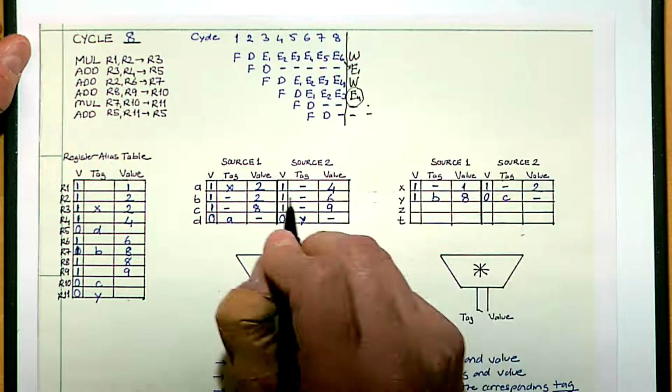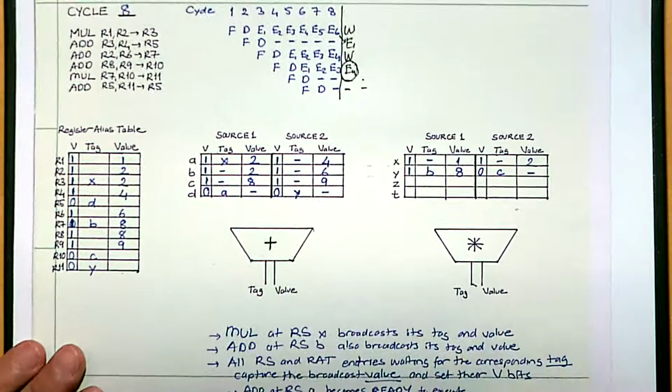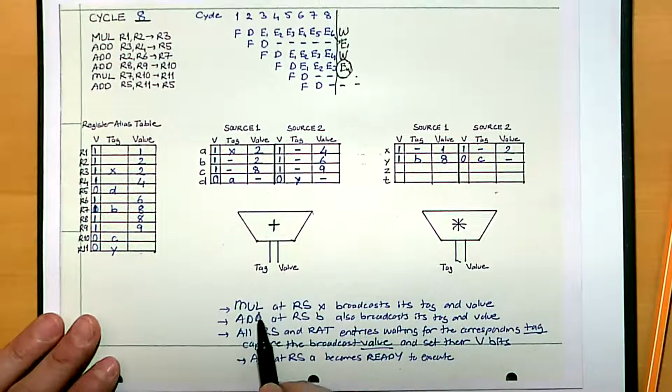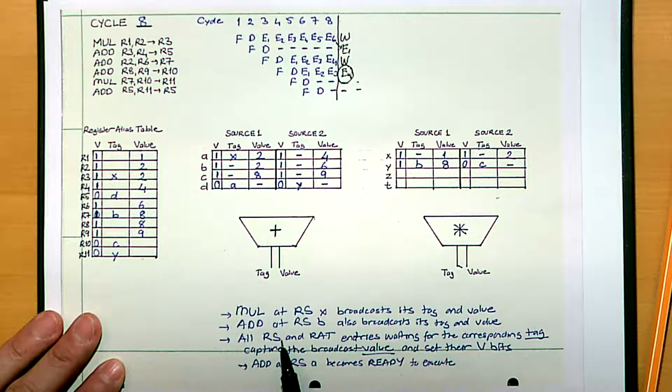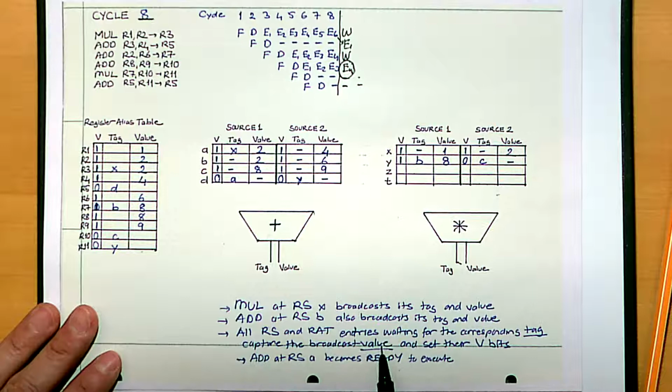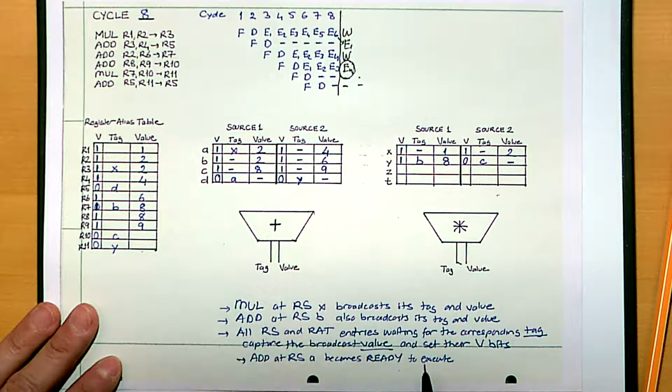Okay, but let's look at what happened at cycle 8, because cycle 8 is the most interesting part here. Multiply at reservation station X broadcasts its tag and value. That's what we did, basically. And add at reservation station B also broadcasts its tag and value. And all reservation station and register alias table entries waiting for the corresponding tag capture the broadcast value and set their valid bits. And add at RSA becomes ready to execute. That's what happens all in cycle 8.